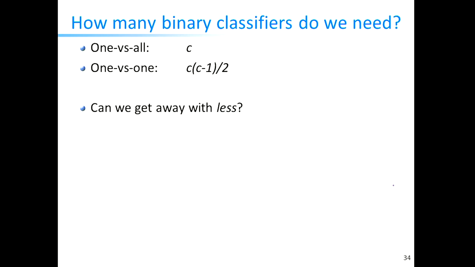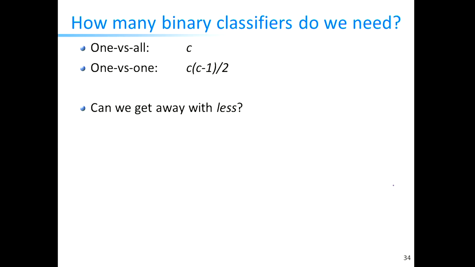We've talked about one versus all with C classes, and one versus one, which gets C choose 2 many classifiers. But of course, these are two particular schemes. Can we do something else? In particular, can we actually get away with something less than C binary classifiers? Any ideas?